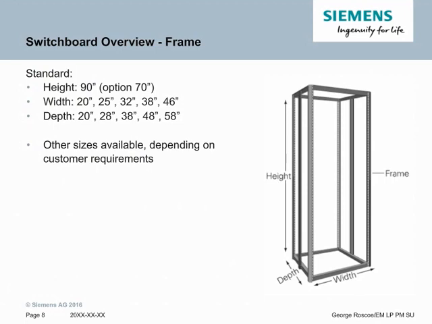48 and 58 inches are custom designs based upon needs for additional wire space or additional hardware that needs to be placed in the rear of the gear. Other special sizes are available depending on customer requirements. We prefer to stay within our standard frames, but if need be, there are some options for some intermediate frame sizes and levels.